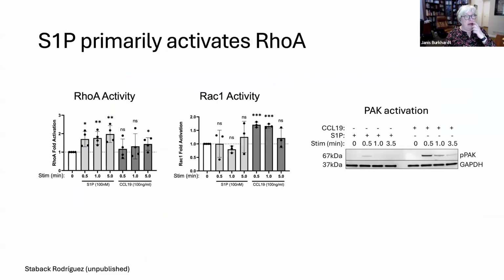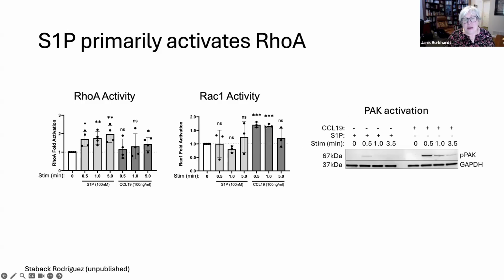So to look at that, he did GTPase pull down assays, stimulating cells with either S1P or CCL19 and looking at Rho activation or RAC activation. And sure enough, if you stimulate cells with S1P, you activate Rho. And you don't really get that if you stimulate with CCL19.